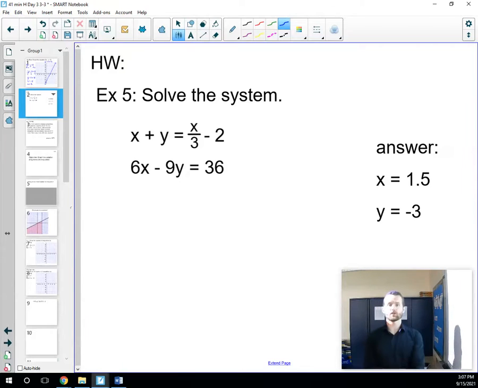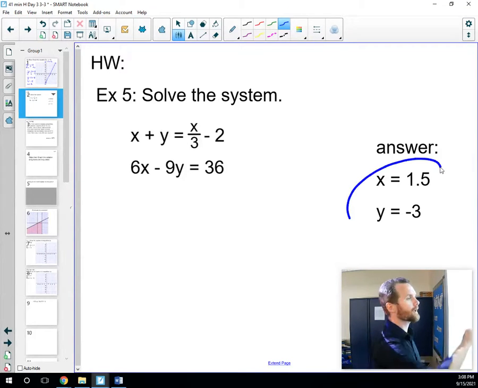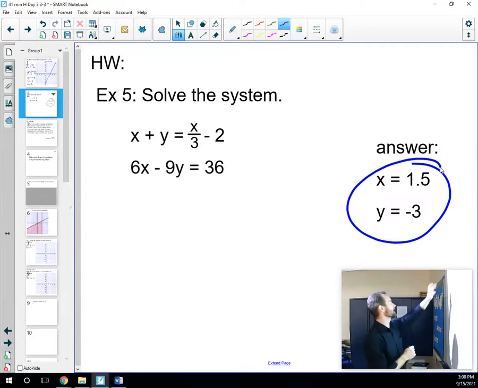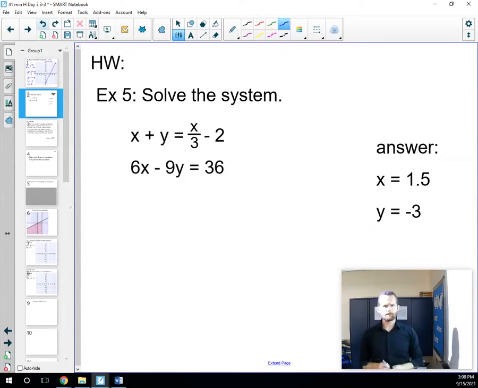So the first part of the homework was to do example 5 from yesterday on the board, which was x plus y equals x over 3 minus 2, and 6x minus 9y equals 36. And the answer I got was 1.5 and negative 3. Now, whether you use substitution or elimination, I'm going to go over the method I used to solve it. Whether you use one strategy or the other, the first thing I would try and get rid of is that division by 3. So let's color code these.